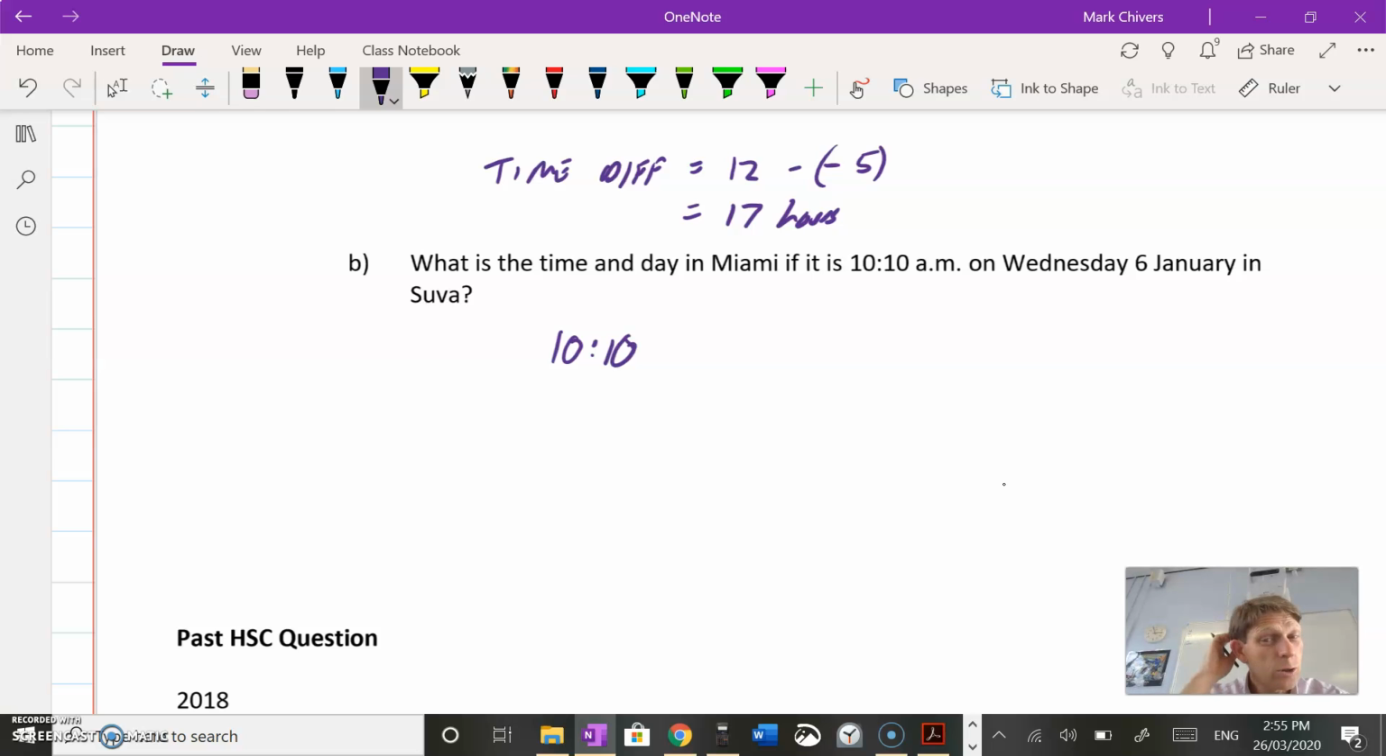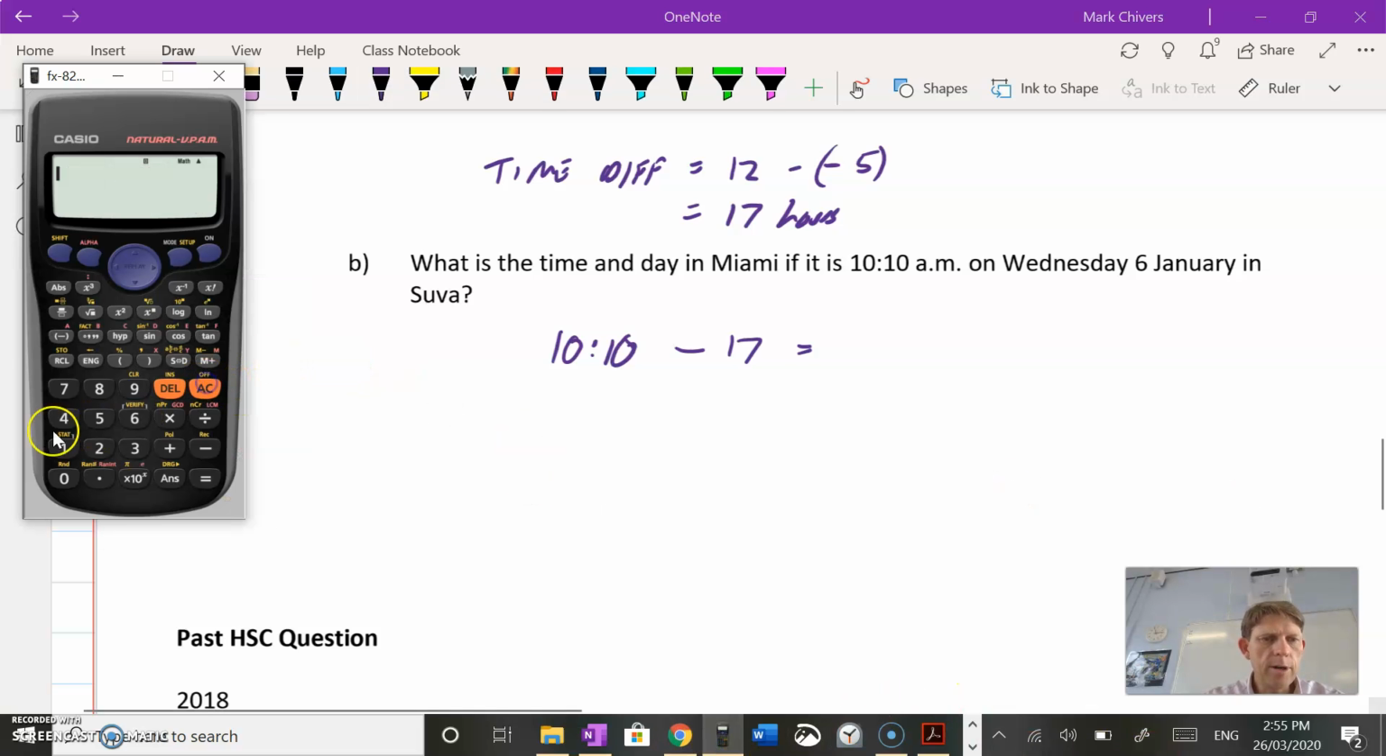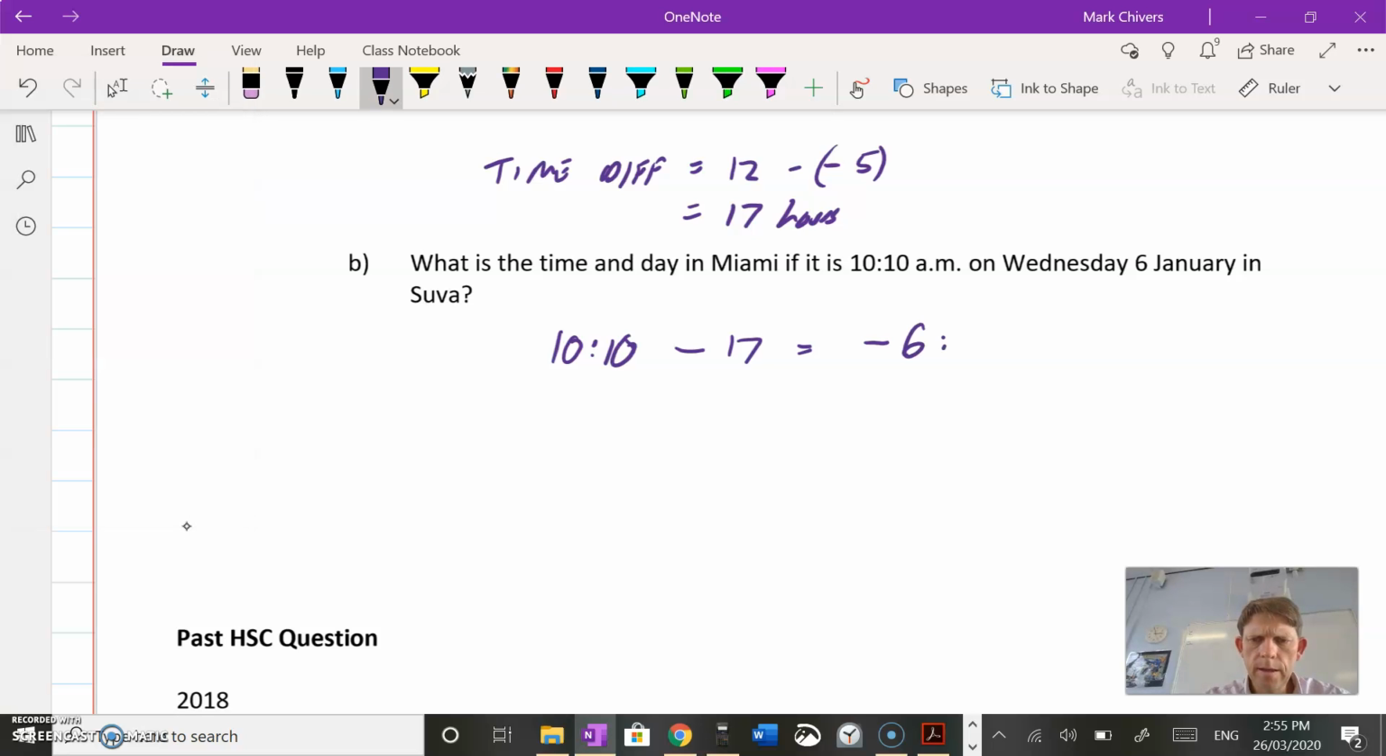If it's 10:10 in Suva, then Miami's behind Suva, so the time there is 17 hours earlier. And if we use our calculator for this, it's not a bad little way of doing it. If I put this into my calculator, 10 hours, 10 minutes minus 17 hours, we're going to get -6 hours and 50 minutes.